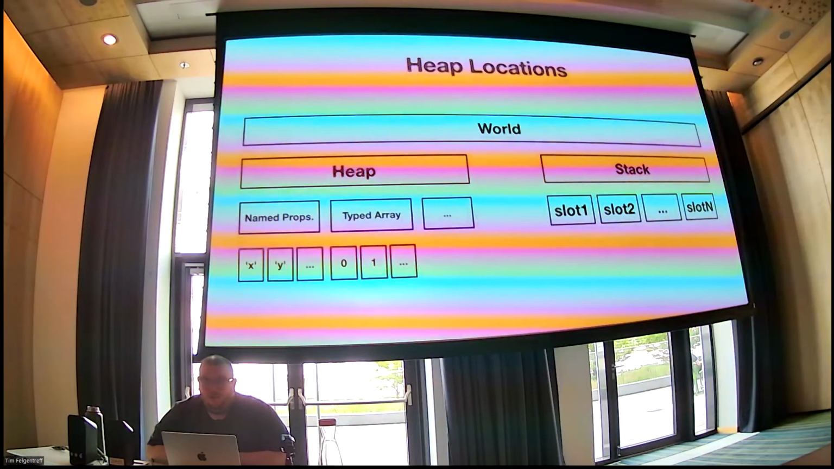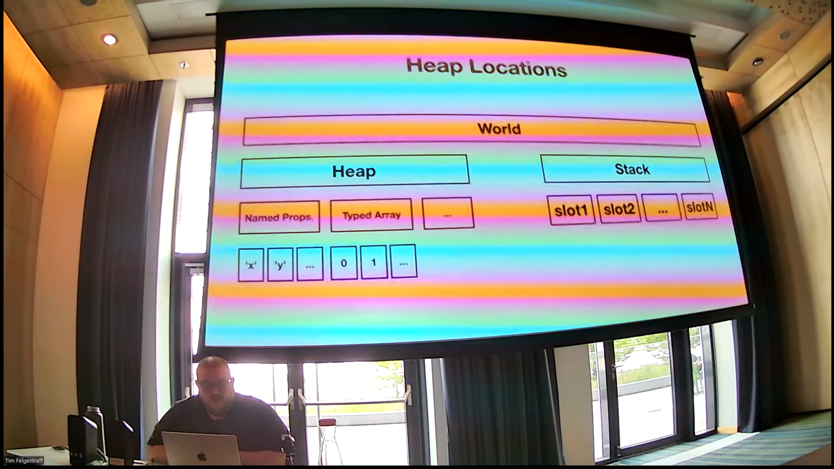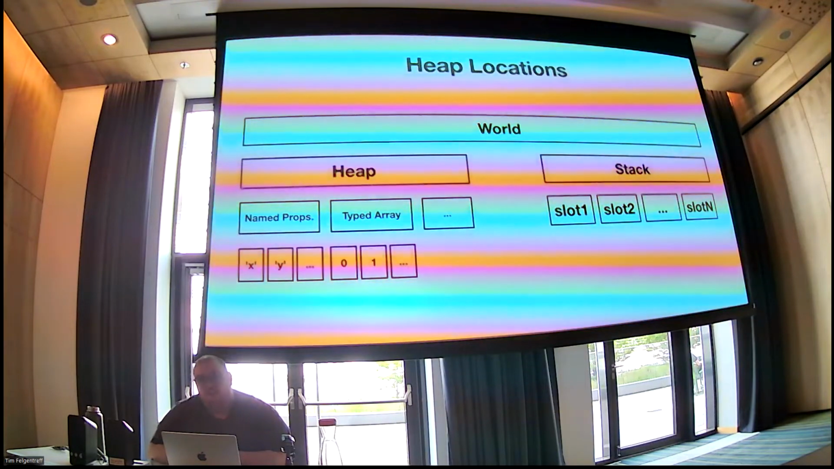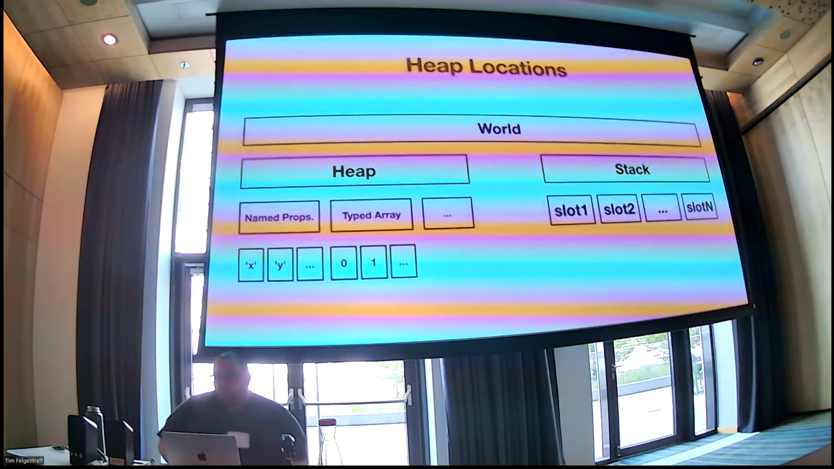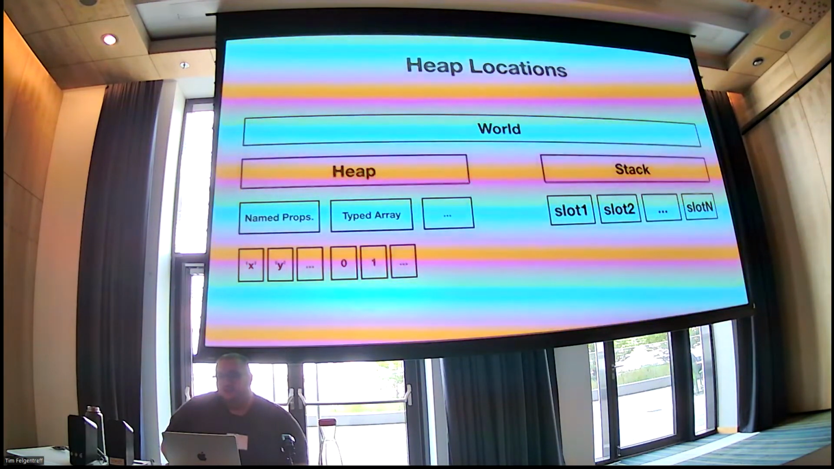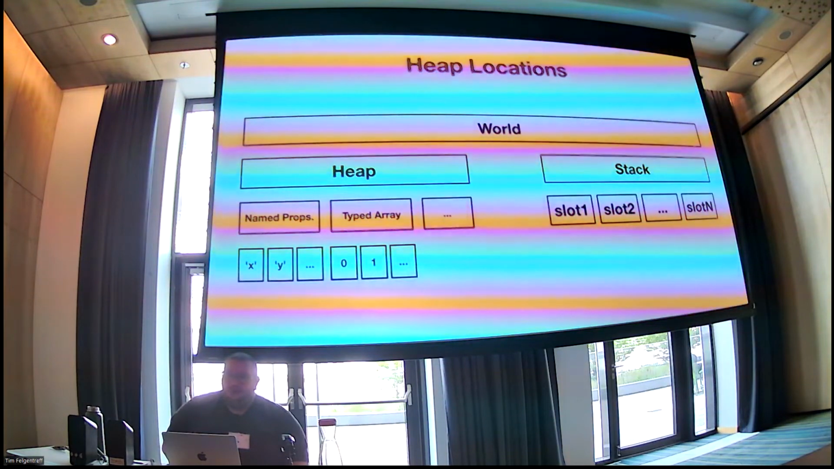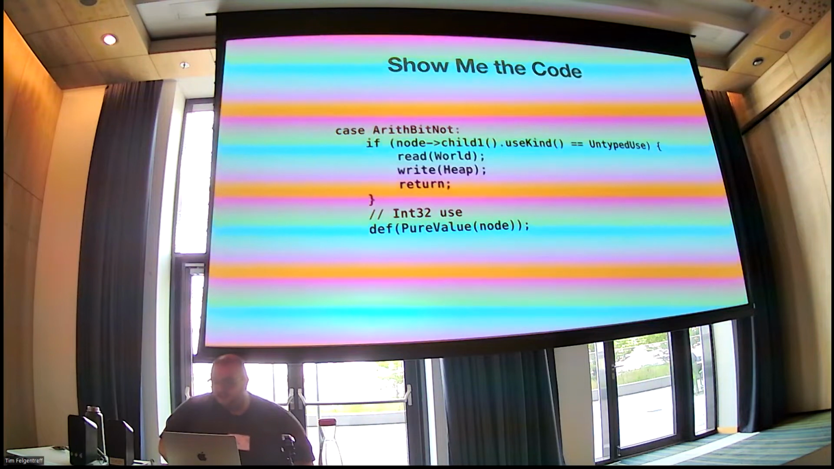So here's a visual description of how we might break things into different abstract heaps. If you have a program in a loop that reads the named property X, but the rest of the loop might write only to the stack, of course, you can hoist that property access to the variable X out of your loop. And this is the kind of information that our clobberize pass allows us to encode within the IR. So what does this look like in our C++ code base?